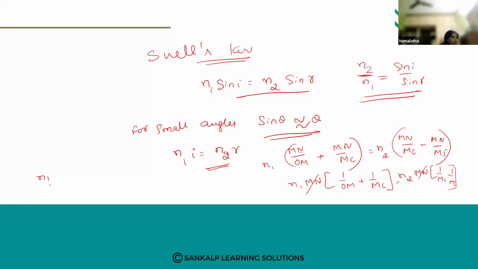Okay, so n1 divided by om plus n1 divided by mc is equal to n2 divided by mc minus n2 divided by mi.